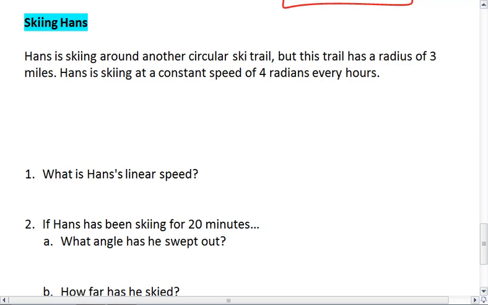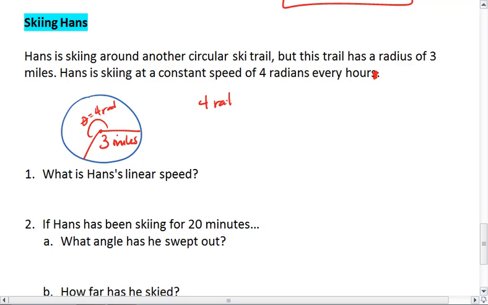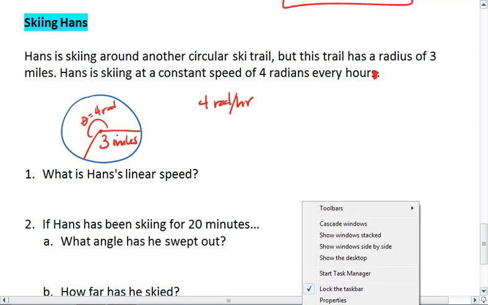So Hans is skiing around another circular ski trail, but this trail has a radius of 3 miles. Hans is skiing at a constant speed of 4 radians every hour. Alright, so Hans covers 4 radians per hour. What is Hans's linear speed?